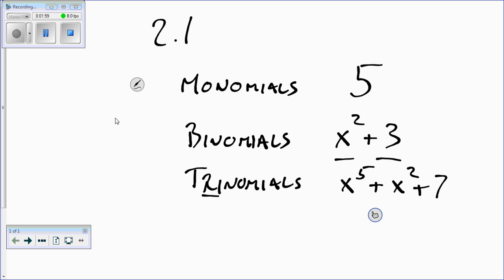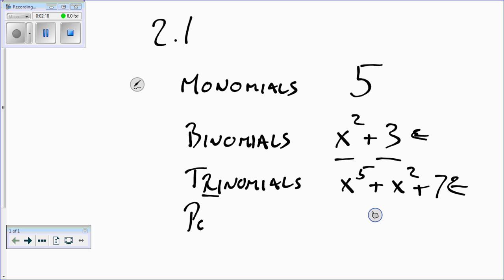So this would be a monomial. This would be a constant monomial. This would be a binomial, again 2 terms, and this one will be a trinomial, again 3 terms. Anything more than that we refer to as a polynomial.